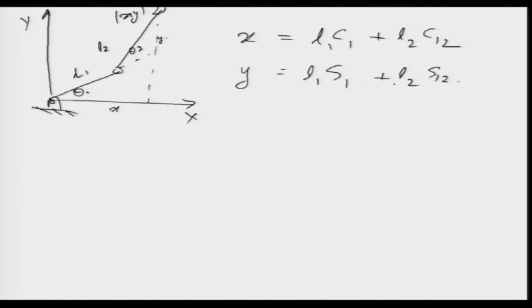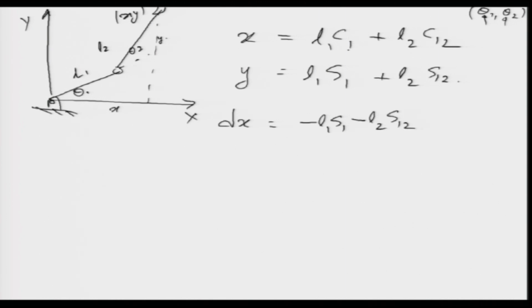Now, if I want to find the velocity, then I can take the derivative of the left hand side and the derivative of the right hand side. On the right hand side, what we have are two variables, theta 1 and theta 2. So, if I want to take the derivative here, first I differentiate with respect to theta 1, then I differentiate with respect to theta 2. I can write it in this form: dx is equal to, first I take the derivative with respect to theta 1. So, I get minus L1 sin theta 1 minus L2 sin theta 1 2.